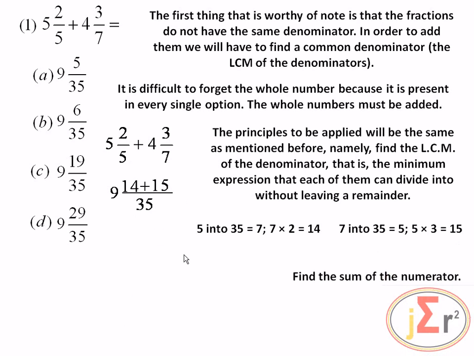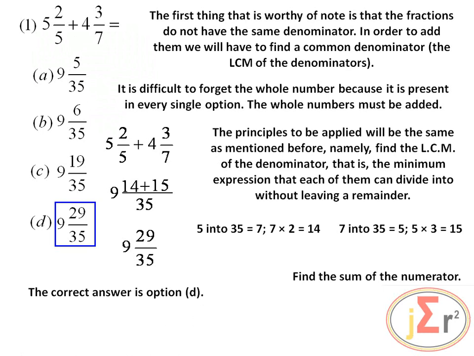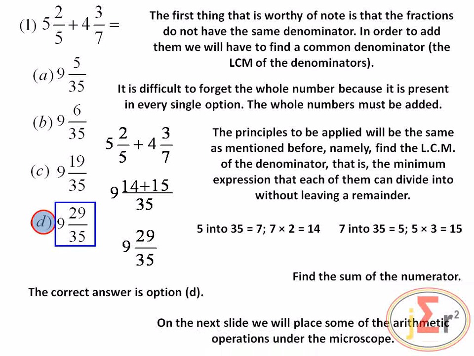Find the sum of the numerators. So 14 plus 15 is equal to 29. So we have 29 over 35. Do not forget that we have the sum of the whole numbers right there. The correct answer is option D. On the next slide, we will place some of the arithmetic operations under the microscope.